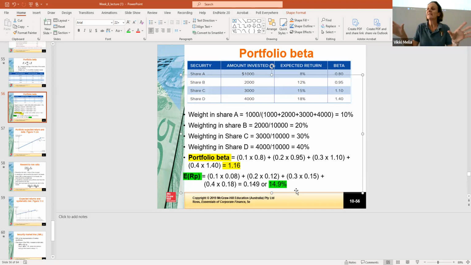And I would expect you to be able to do that if I asked you to do that in the exam. You should be able to calculate the weight that an asset makes up in a portfolio, and use the weight to calculate the expected return or the portfolio beta. You should be able to do those calculations for a portfolio. So if you wanted to practice, that's a good example, just to practice calculating the weights and using the weights to get the portfolio expected return and the portfolio beta. Are there any questions about that example?